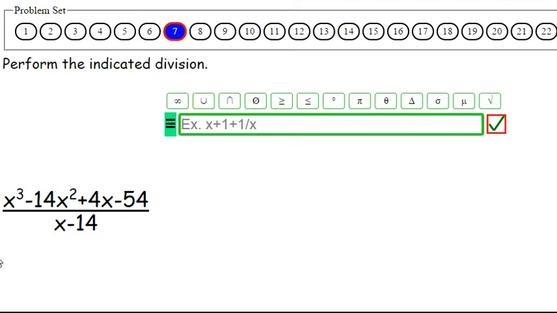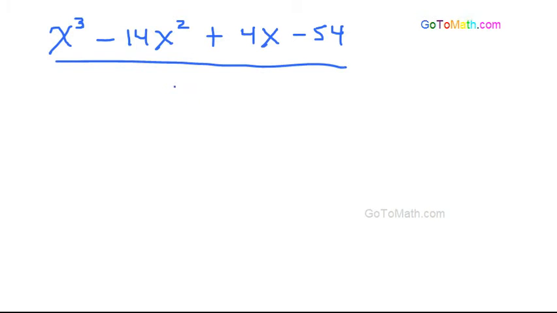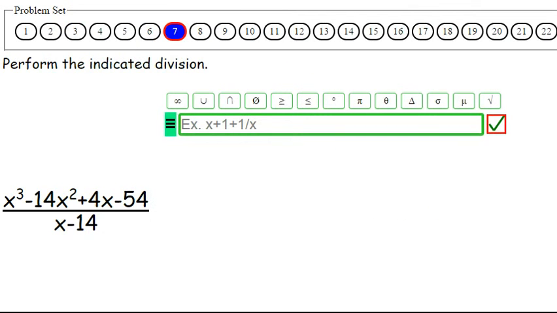X minus 14. Got it. Okay. So we have x cubed minus 14x squared plus 4, is it 4x? I hope it's 4x, minus 54, and that's going to be all over x minus 14. I want to make sure it's 4x minus 54.